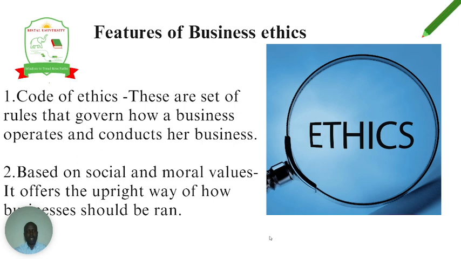The features of business ethics is our next discussion. When we talk about business ethics, number one, businesses and organizations need to develop what we call a code of ethics. And a code of ethics, like we are saying, is just a set of rules that govern how a business operates and conducts activities. And this code of ethics is very, very important for every business to have that kind of a document.